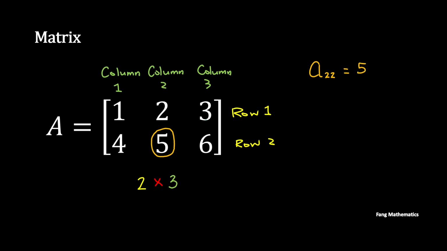Let's take another example. If I would like to describe this 3, how would you describe this 3? So we have element a, and then you describe the row that this 3 is located on. So I believe it's located on row 1 and column 3. So a13 is 3. In a similar way, you are able to locate each element in a matrix.